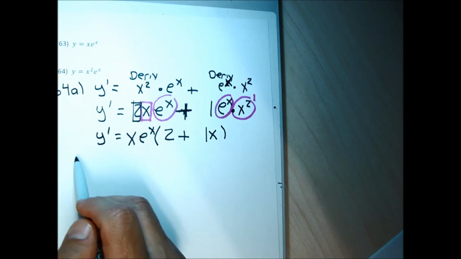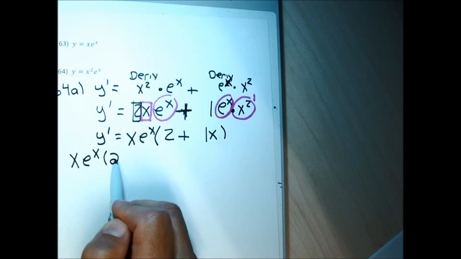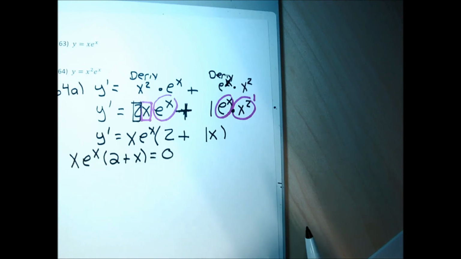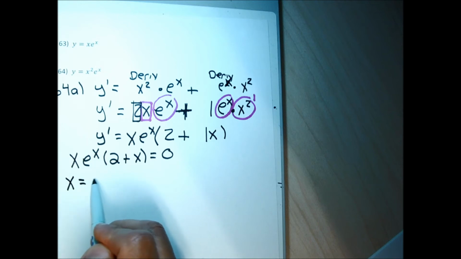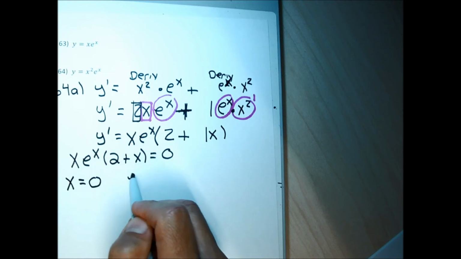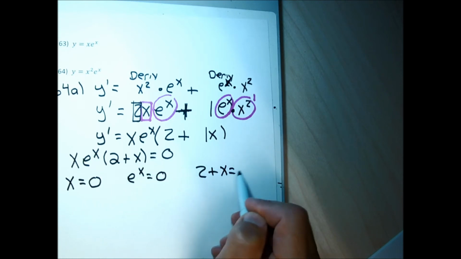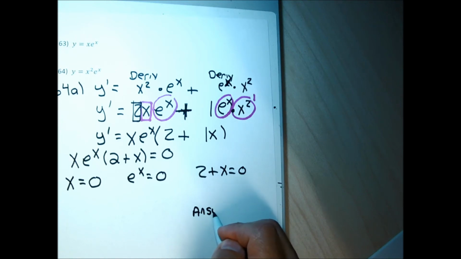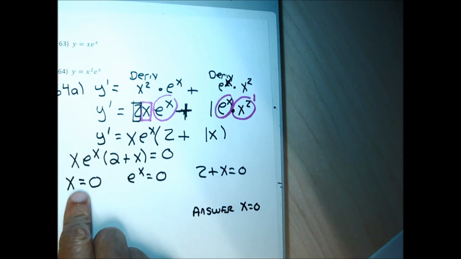The second step of part A is to set the derivative equal to 0. So I'm going to go x times e to the x times 2 plus, and I'm not going to write the 1, 2 plus x equals 0. There's 3 factors here, so I need to set each of the 3 factors equal to 0. So I'll go x equal to 0, e to the x equal to 0, and 2 plus x equal to 0. The x equal to 0 actually gives me an answer for 64a. One of the answers to 64a is going to be x equal to 0. That's an answer that I didn't have to do extra algebra to get.